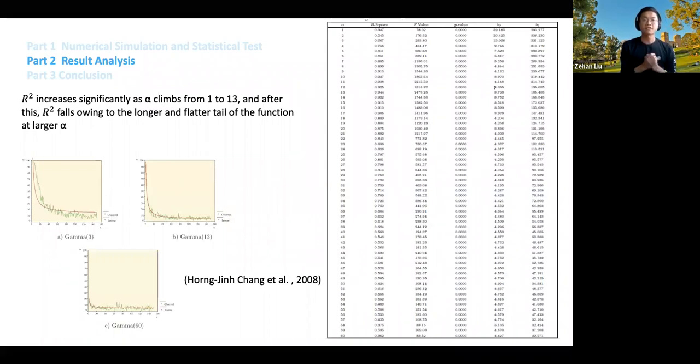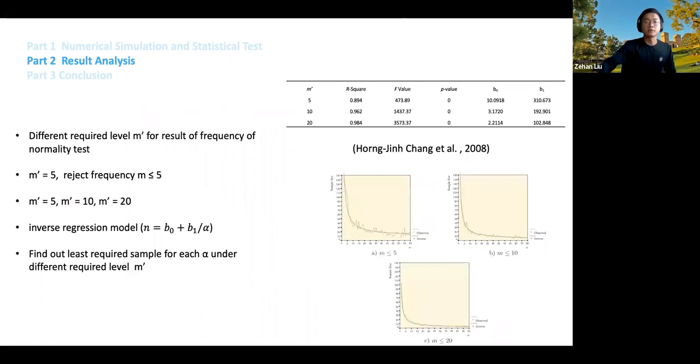They do the regression, and this table shows the result of the regression. Obviously we can see that the R square value increases significantly as alpha climbs from 1 to 17. After that, the R square value falls down, with a longer and flatter tail of the function at larger alpha, as you can see in this plot.